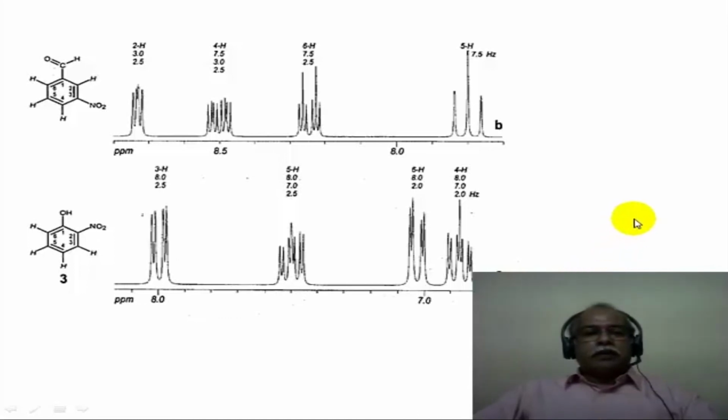Here are two examples of spin systems which are essentially A, B, C, D kind of systems. These are fairly complex systems, but since the spectrometer frequency is high in these cases, they can be fairly easily analyzed. Let us see if we can analyze this spectrum. This is the spectrum of metanitrobenzaldehyde. If you look at hydrogen number 5, this is flanked by two ortho hydrogens, so one would expect a triplet if the two coupling constants are the same.